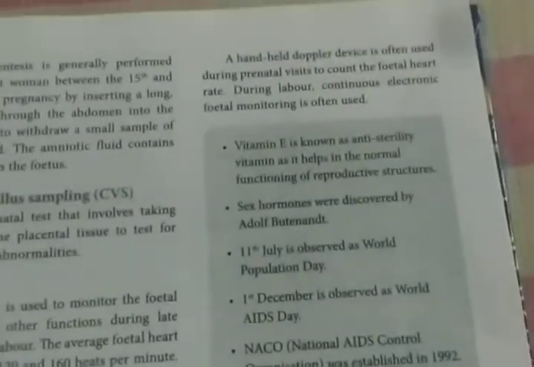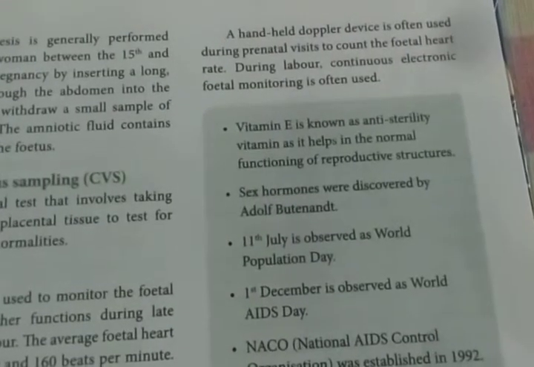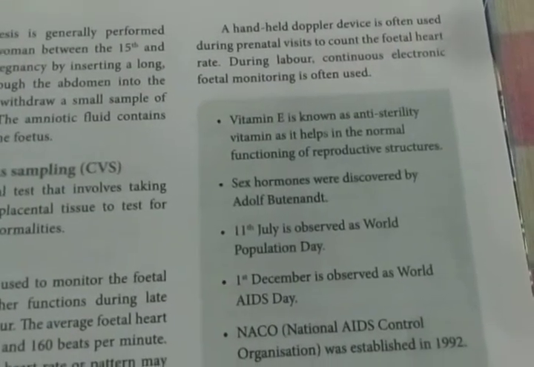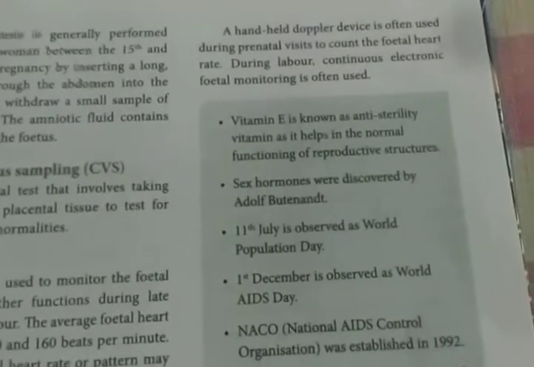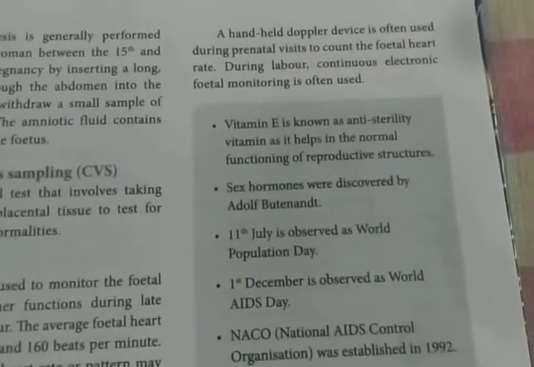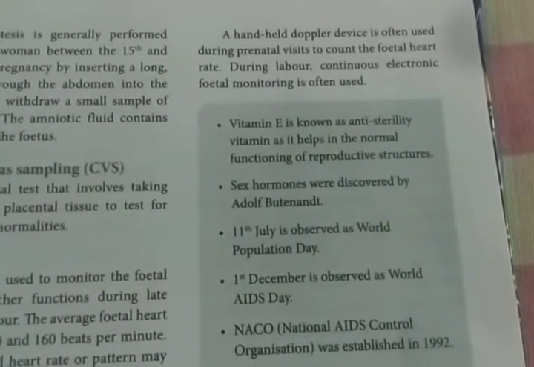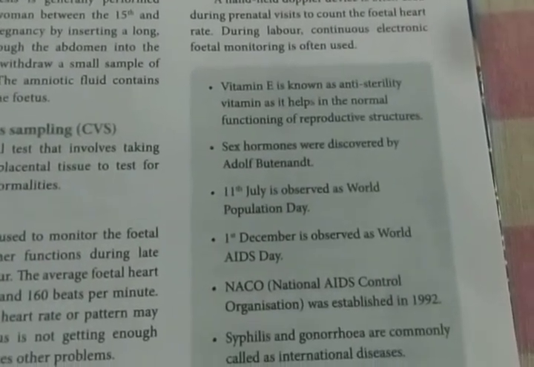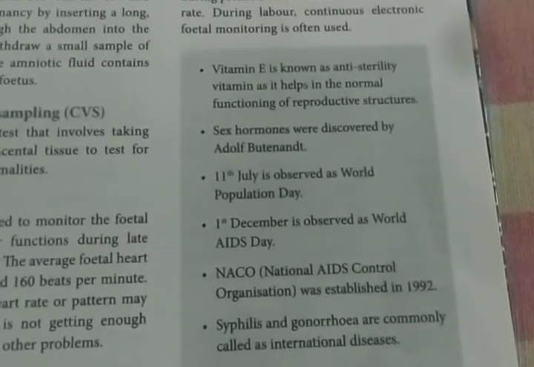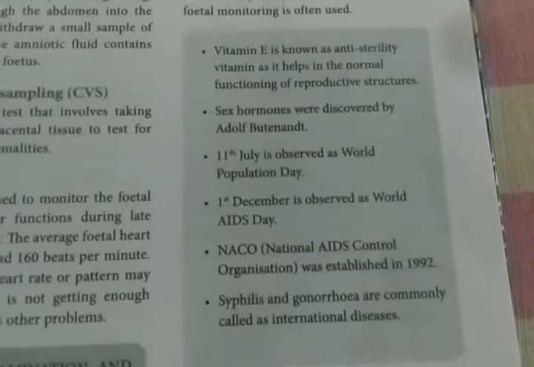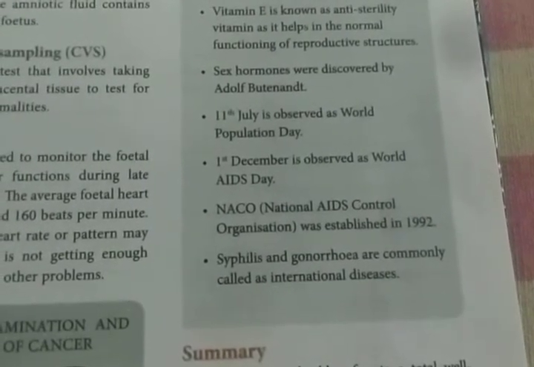Excess vitamin E is known as the anti-sterility vitamin as it helps in the normal functioning of the reproductive structure. So for the normal functioning of the reproductive structure we need vitamin E. That is the anti-sterility vitamin, which removes infertility. Sex hormones were discovered by Adolf Butenandt.